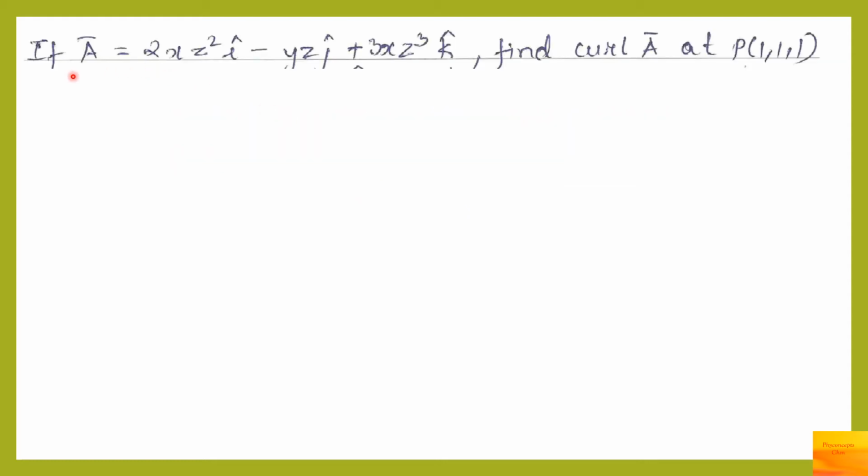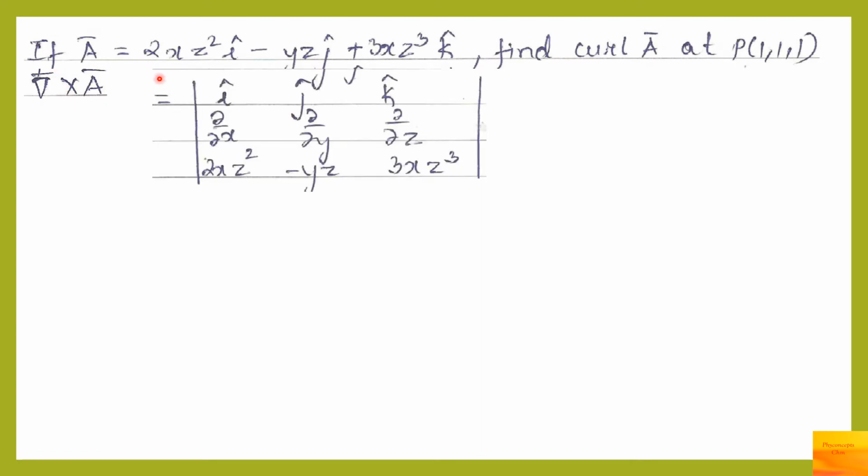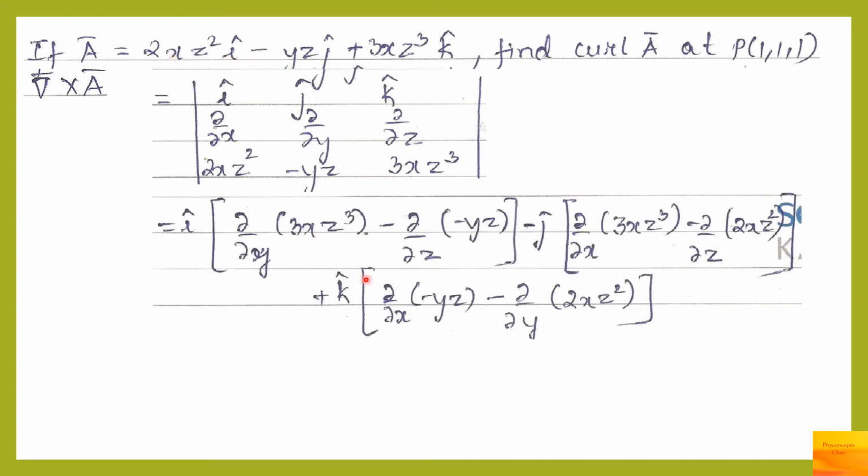We'll see a problem. If A bar is 2xz square i cap minus yz j cap plus 3xz cube k cap, find the curl of this vector at a point P. The coordinates are given. So we'll find the curl of A bar. We'll write it down in the determinant form as i cap, j cap, k cap in the first row. Second row, del by del x, del by del y, del by del z, that is the components of the del operator. And on the third row are the components of this vector A bar. And we will solve this determinant in this way.